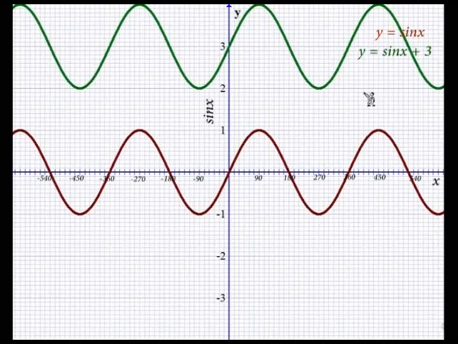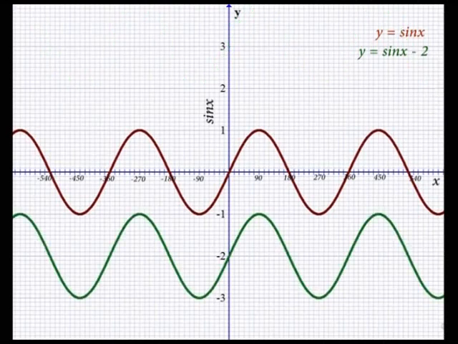This one is shifted 3 units. If we subtract, we will accomplish a downward shift. This graph has been shifted down 2 units.